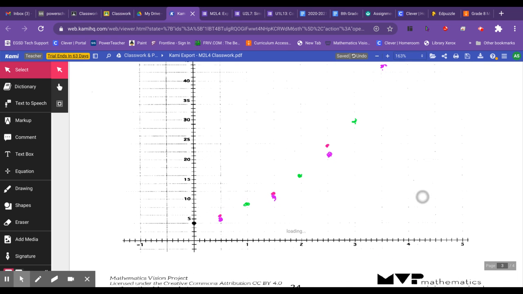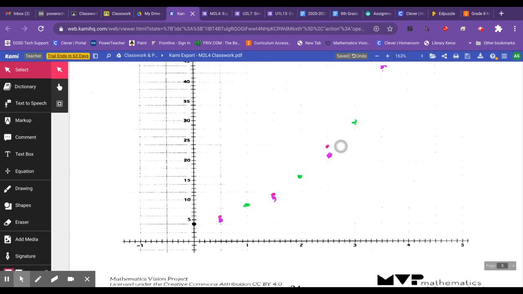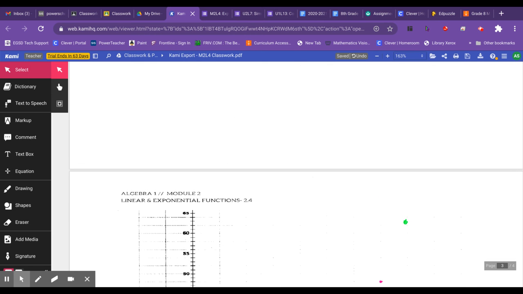And then our last piece was this. So our blue ones would have followed in with our green and purple. Hope that makes sense.